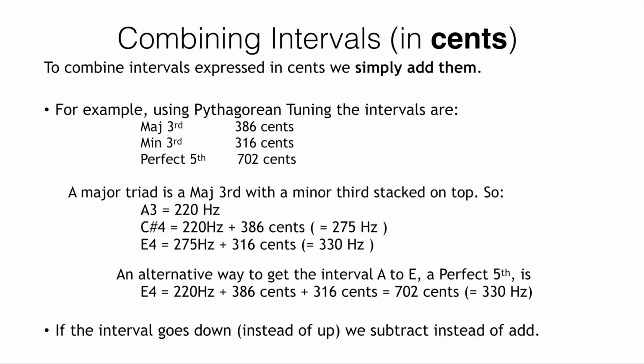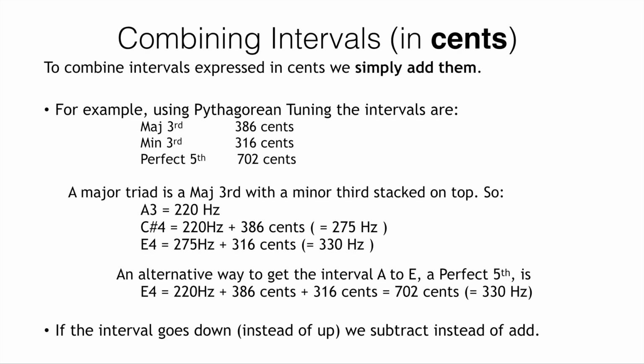Now, when we're dealing with cents, it's different. Cents are already a logarithmic scale, so that means when we want to add the intervals, we can just add them together. They will automatically be doing the ratio multiply.